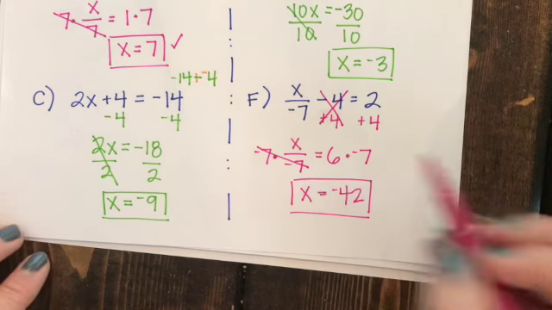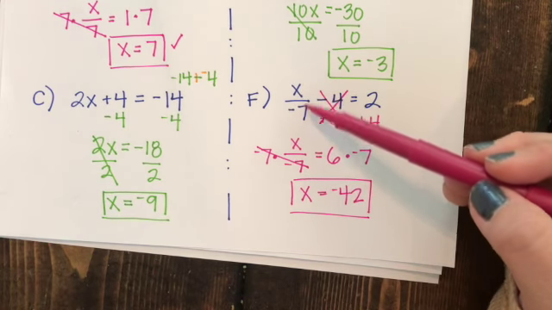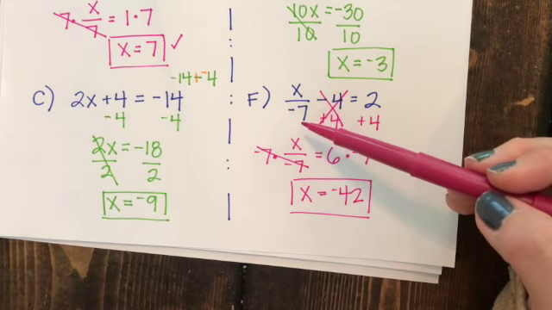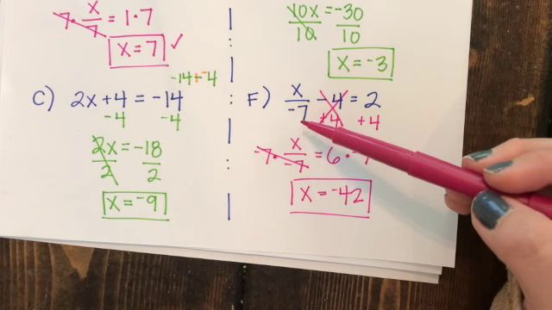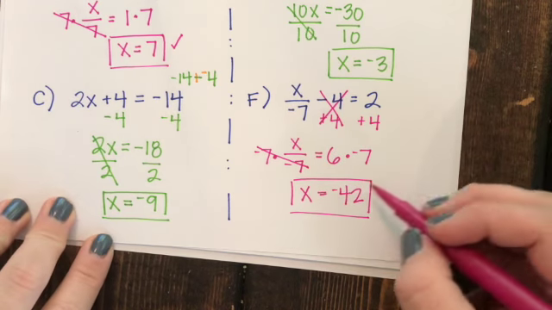And I can plug it back in and check it. Negative 42 divided by negative 7 is positive 6. And then 6 minus 4 is 2. So I know I got it correct.